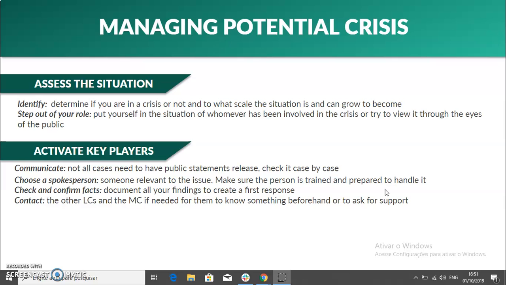It is important to have someone as a spokesperson. Most of the time at an LC level, this is going to be you as an LCP, but it is something that can be changed depending on the kind of issue. So the more relevant the person is to that issue, the better it is to have that person as a spokesperson. Make sure that the person is trained and prepared to handle the situation, because if you have someone that is not 100% confident about handling it, you're just going to make it worse and it will escalate.